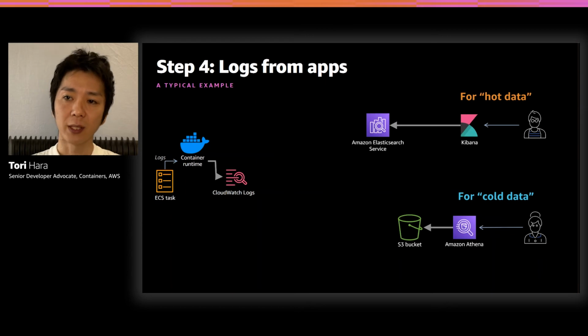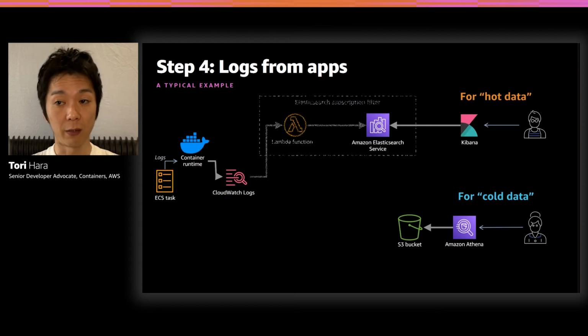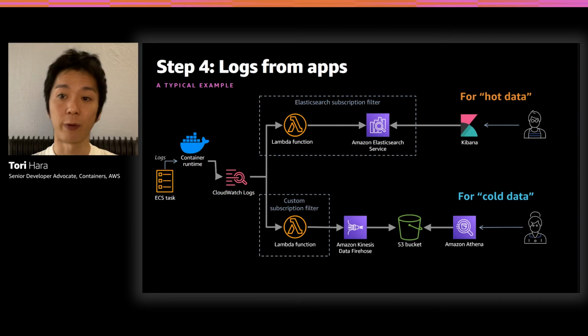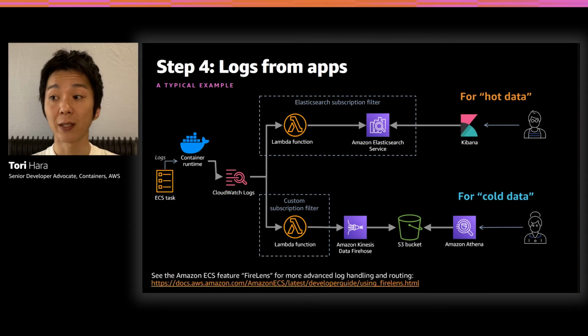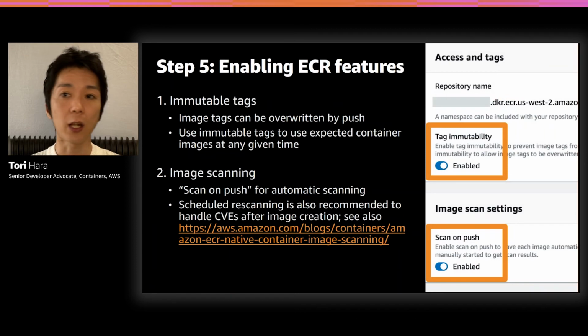So CloudWatch Logs has a feature called subscription filters for this, that allows us to send logs stored in CloudWatch Logs to other services like Elasticsearch or S3 as required. In addition to that, it's worth taking a look at an ECS feature called FireLens if you need more advanced log filtering and routing. Okay, let's move on to the next topic.